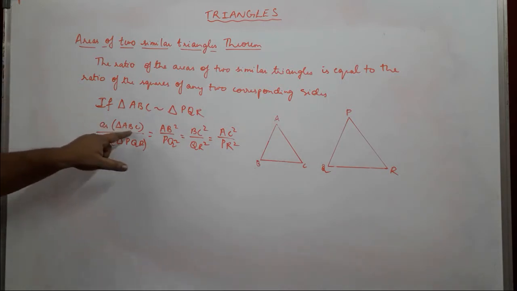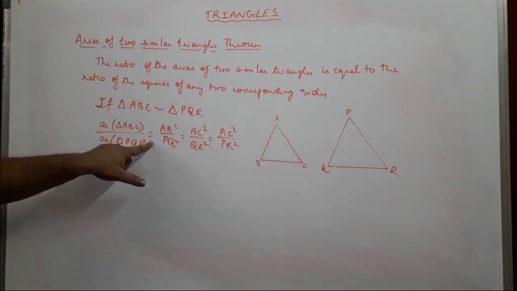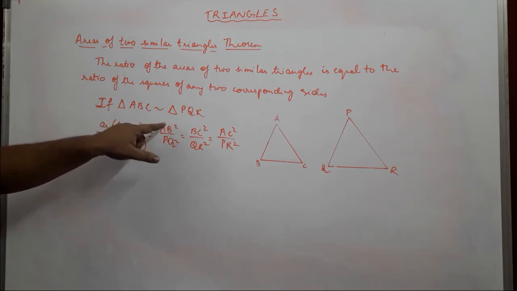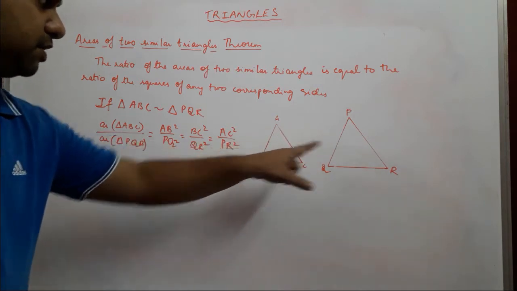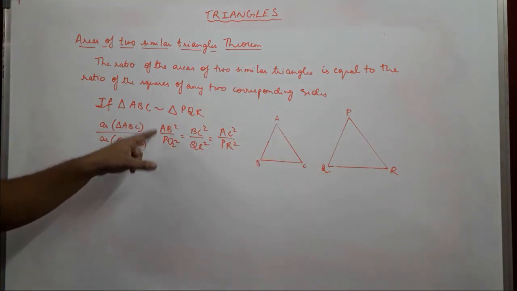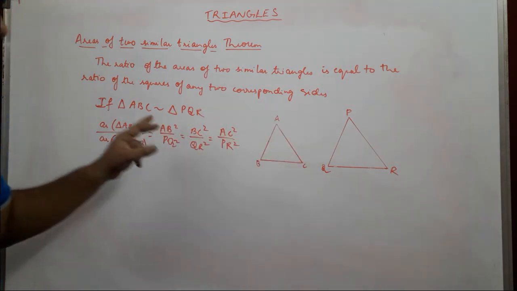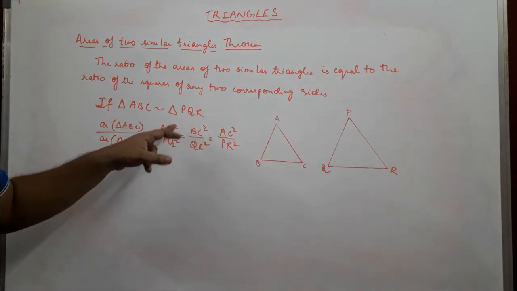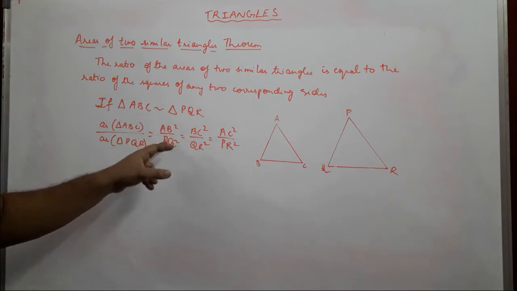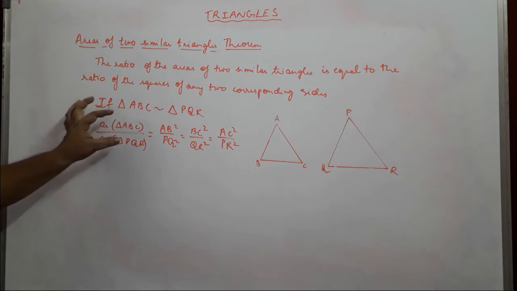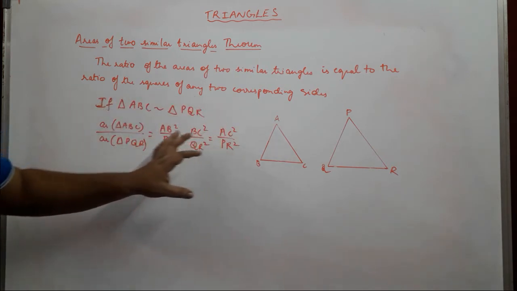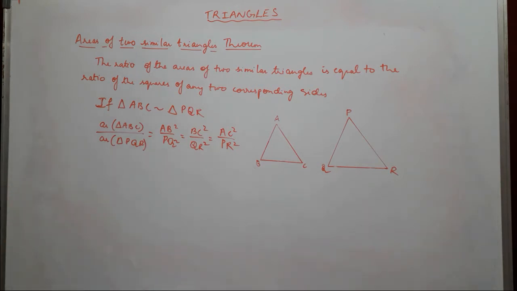The ratio of the areas of two similar triangles is equal to the ratio of the squares of any two corresponding sides, like corresponding sides AB and PQ. The ratio of them is AB upon PQ, but they are squares. So AB square upon PQ square, of any two sides. So the ratio of the areas of the triangles will be equal to any of these. Okay, so this is what we need to prove in our theorem.